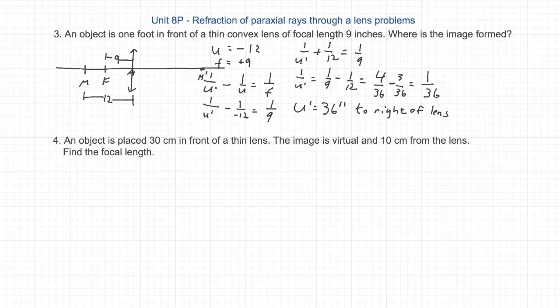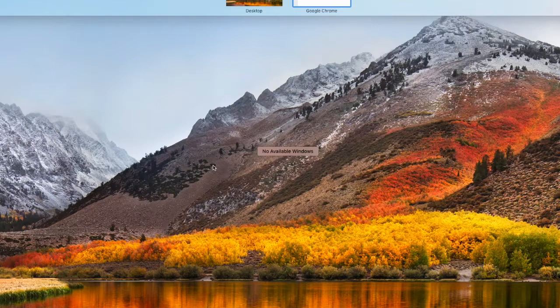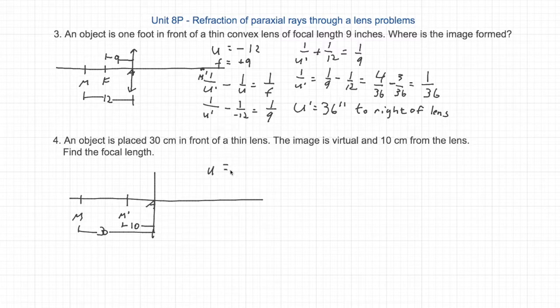Question 4, an object is placed 30 centimeters in front of a thin lens. The image is virtual and 10 centimeters from the lens. Find the focal length. So this will be a concave lens because the image is formed to the right of the object, the virtual image. If the object had been placed within the focal length of a convex lens, the image would have been formed to the left, if you recall the ray tracings. So we have our signs correct.